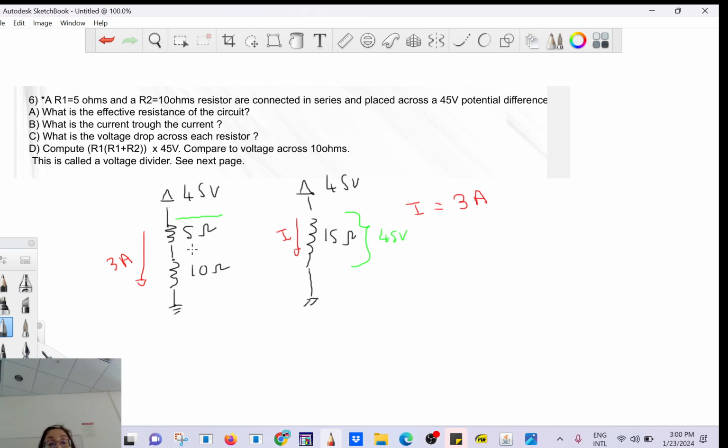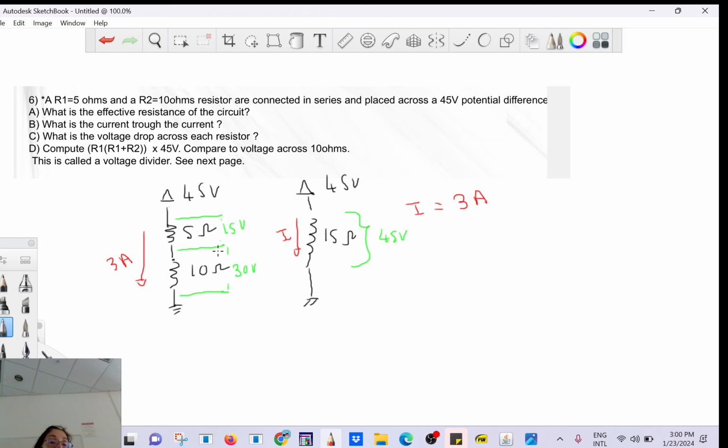And what's going to be the voltage drop here? 15 volt. What's going to be the voltage drop here? 30. You see, 30 plus 15 equals 45. So you start from 45, boom, you drop 15, boom, you drop another 30. Okay?